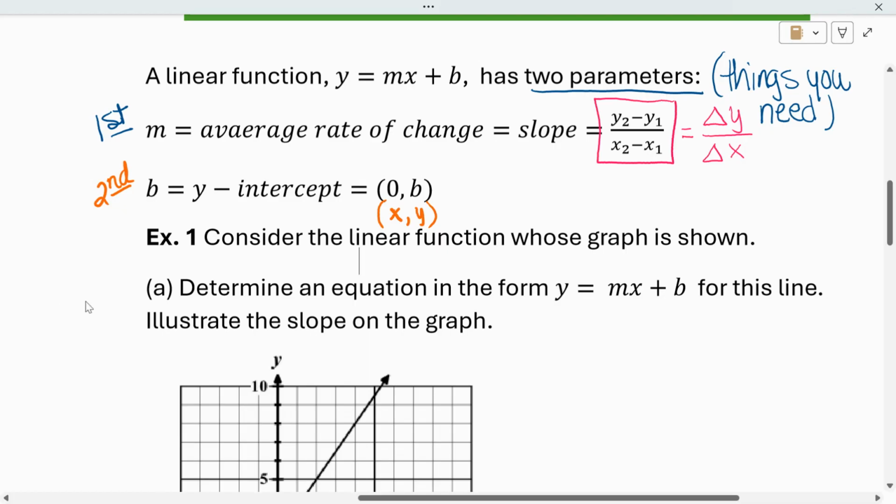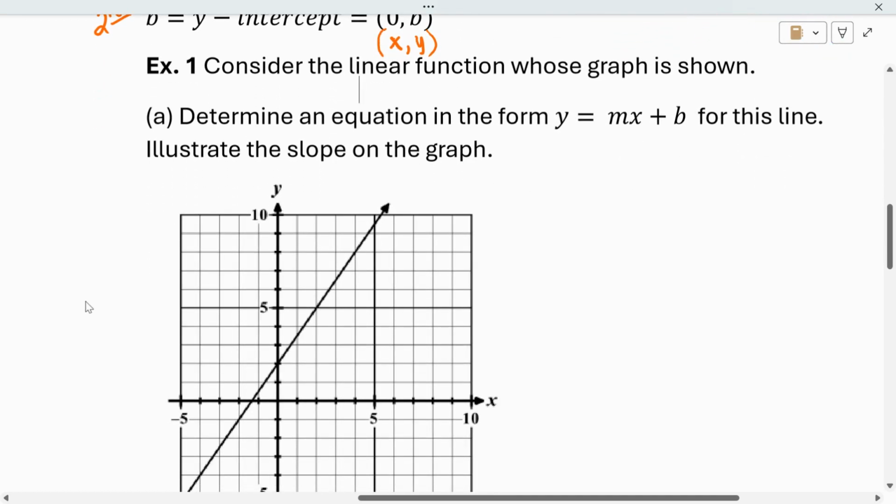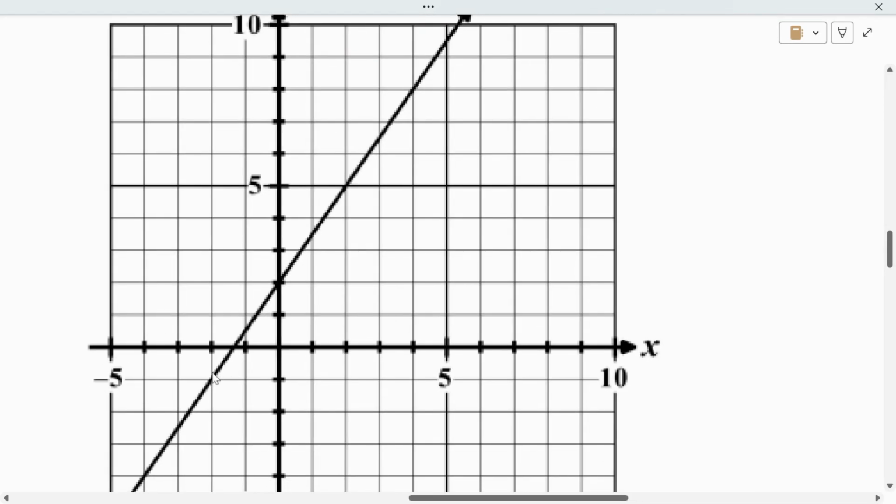So our first example is a graph. And I want you to notice that when I look at this graph, it crosses exactly at a coordinate grid point on the y-axis. Do you guys see that? What is that y-intercept value? 2. So I already know my y-intercept. I already know that b equals 2. That doesn't happen very often. It's actually pretty uncommon for the y-intercept to be at an exact coordinate grid point. Okay? Now we have to calculate our slope.